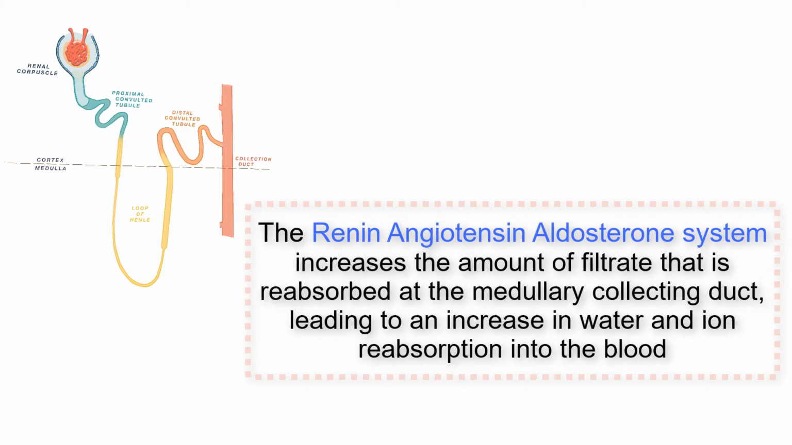To understand how the renin angiotensin aldosterone system plays a role in the reabsorption of filtrate at the medullary collecting duct, it is important to review what stimulates production of angiotensin II and the effects angiotensin II has on the body.